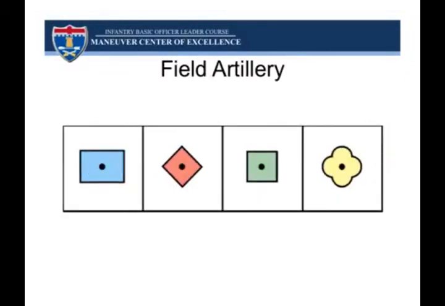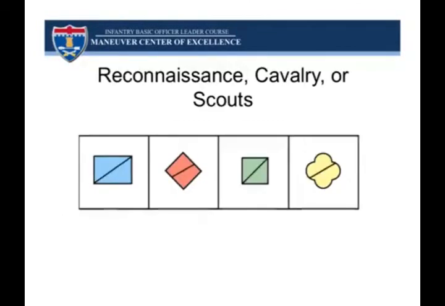The next type of unit symbol that we're going to go over are field artillery units. The distinctive icon in this case is the black dot located in the center of the frame. This black dot is meant to symbolize a cannonball.